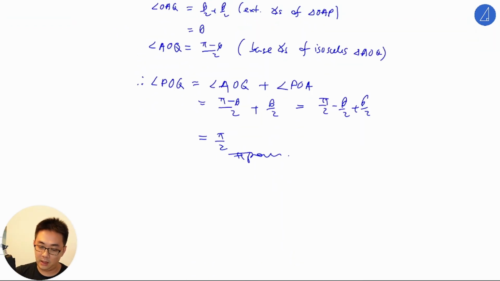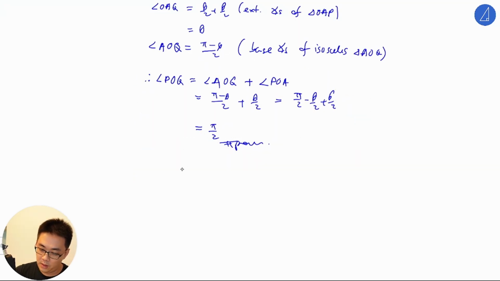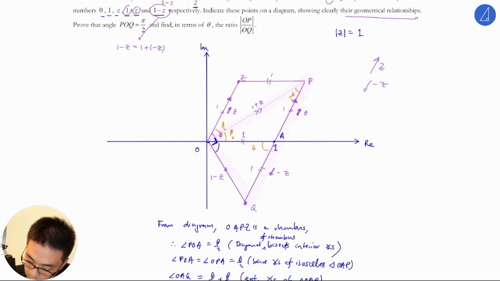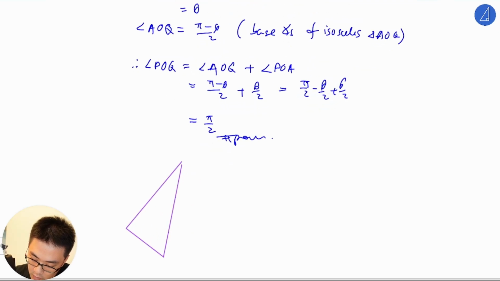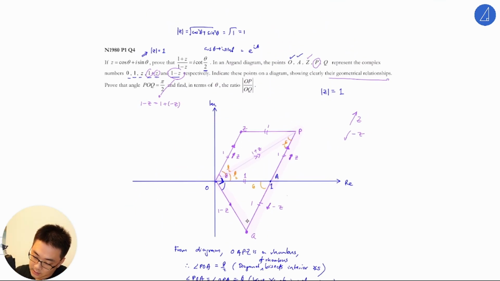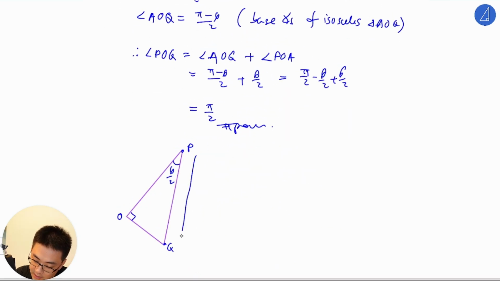That's about it. I think it's just that. Look at the triangle that you drew. I'm just going to extract it out. OPQ. This is 90, right? Then this is theta over 2, right? Look at the OPQ there. This is what is important. The length here is 2. Just remember that this is 2, maybe you need it.